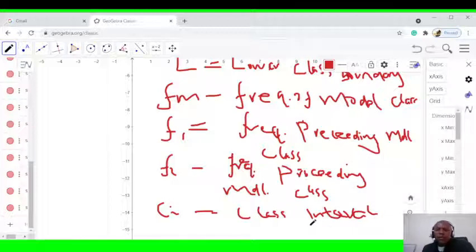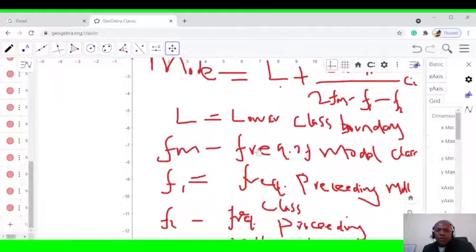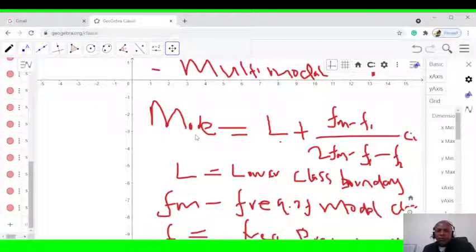Now what we are simply saying is that this is how we compute. As you can see, the mod is the lower class boundary plus a fraction of the frequency of the model class minus frequency preceding the model class, divided by 2 times frequency of the model class minus frequency preceding the model class minus frequency proceeding the model class, times the class interval.